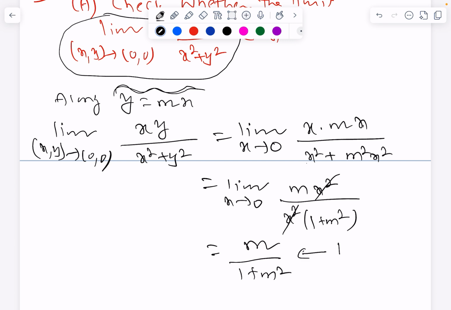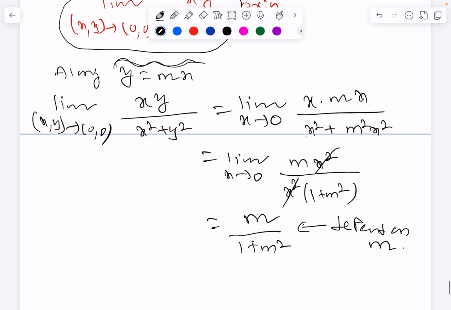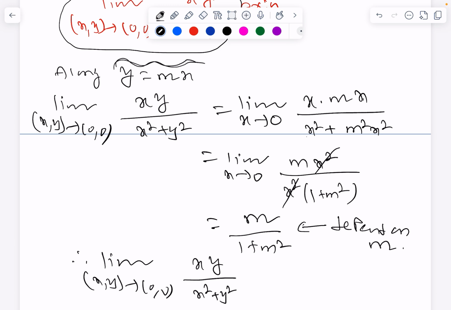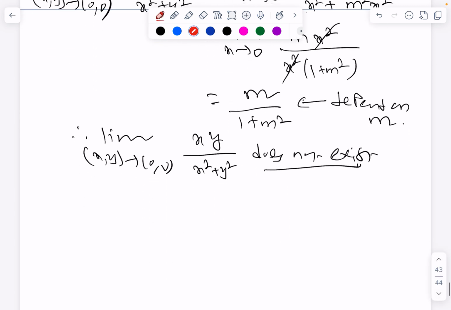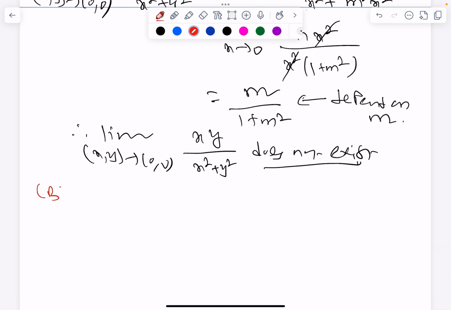So this limit depends on m. As m changes, the value of the limit changes. And therefore we can say that the limit as (x, y) tends to (0, 0) of xy over x square plus y square does not exist. This is of 2 marks. Next are the questions of 3 marks.